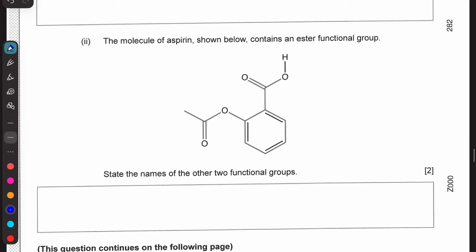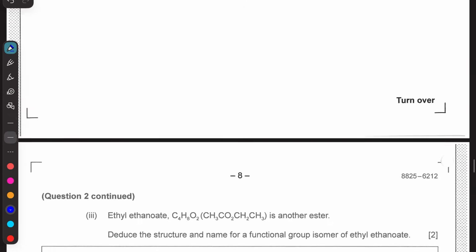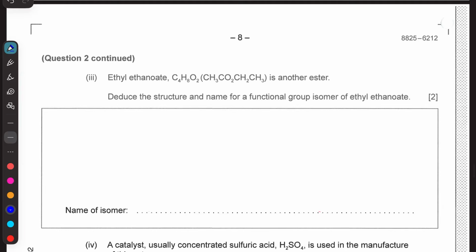Now coming to B2, the molecule of aspirin contains an ester functional group, right? So this is the ester group. Now we have to state the names of the other two functional groups. This functional group is carboxylic acid, or we can call it carboxyl. And this is a benzene ring, so just call it benzene. The other two functional groups are carboxyl and benzene. That's it.